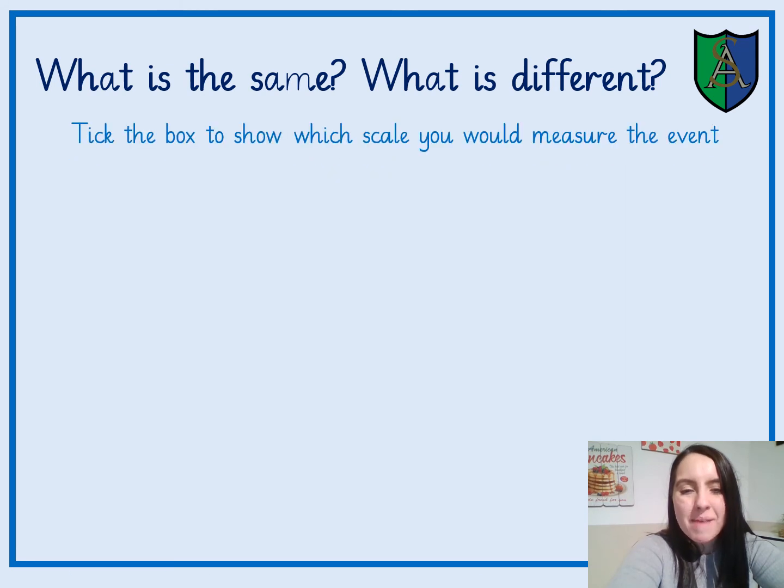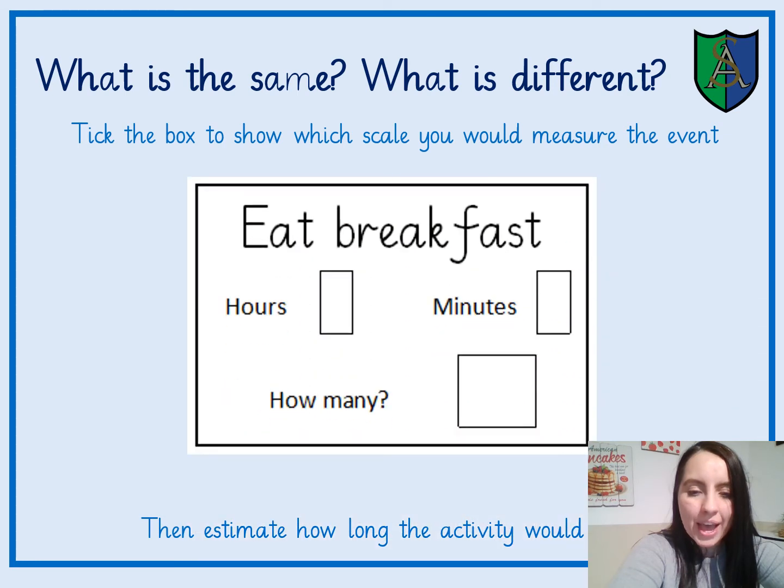Now, what's the same and what's different? I would like you to think about which box should be ticked to say how we would measure the event, okay? And then what we're going to do is we're going to estimate how long it would actually take us to do each of these things, okay? So here, for example, you've got a statement. The statement is eat breakfast, okay? And we've got to decide whether eating breakfast takes us hours or minutes, okay? Then we've got to think about how many minutes it might take us to eat our breakfast.